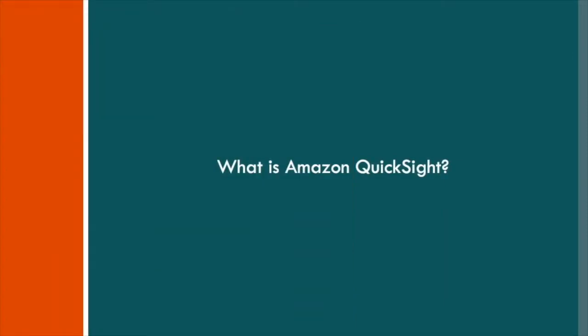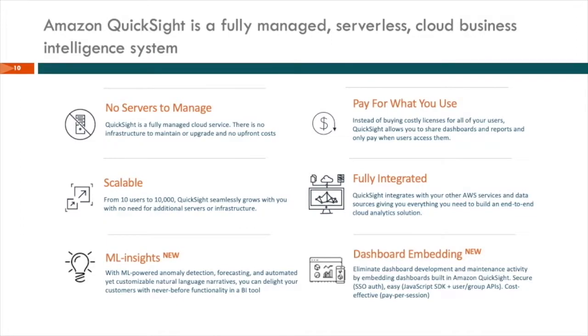So with that, we've talked a lot about AWS in general and what's available, but we haven't talked a whole lot about QuickSight, so let's dive into that. Amazon QuickSight is a fully managed serverless cloud business intelligence system. So they take care of all the management of all the infrastructure behind the scenes for you. So there's no servers for you to manage. So scaling is just a matter of adding more users to the system.